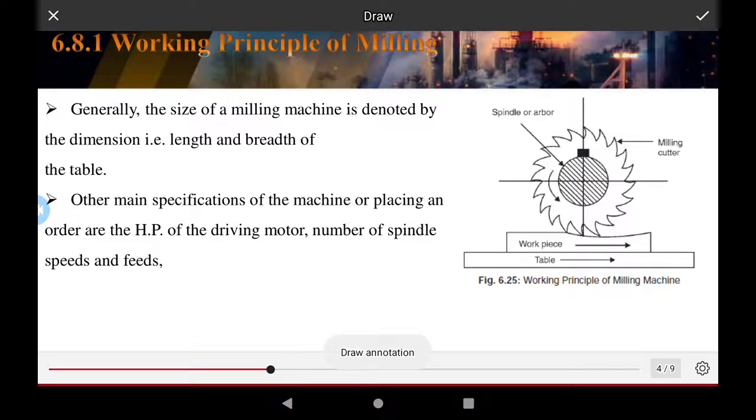This is the milling cutter, mounted on the spindle or arbor. The tool is supported on the shaft, and the milling cutter rotates in the anti-clockwise direction. The workpiece also moves, supported on the table. This is the working principle of the milling machine.